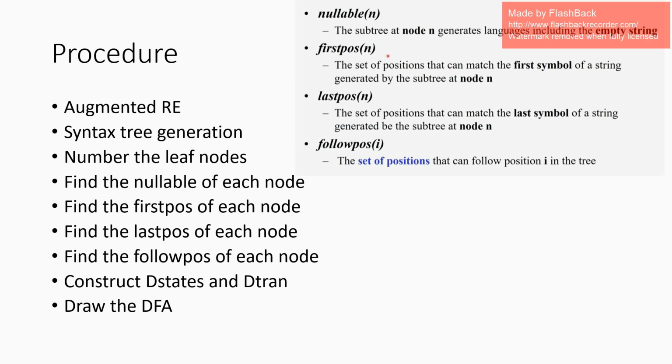And to know what nullable is: nullable is true if the subtree at node n generates a language that includes the empty string. First position of n is the set of positions that match the first symbol of the strings generated by the subtree at node n. Last position is the set of positions that match the last symbol of the strings generated by the subtree at node n. Follow position represents the set of positions that can follow position i in the tree. So step by step, we'll see how we calculate all these values from the syntax tree.